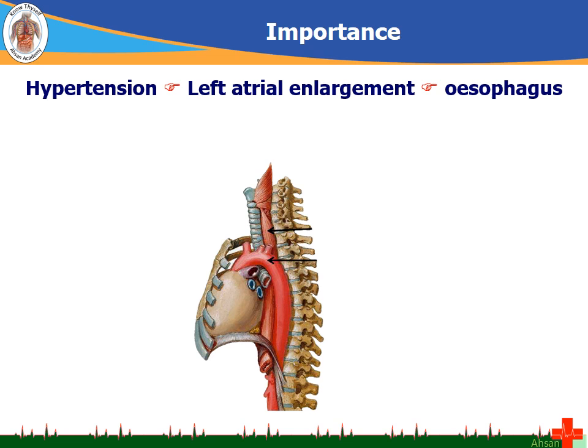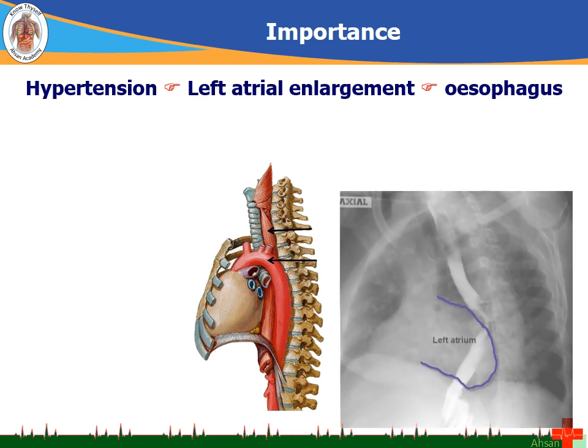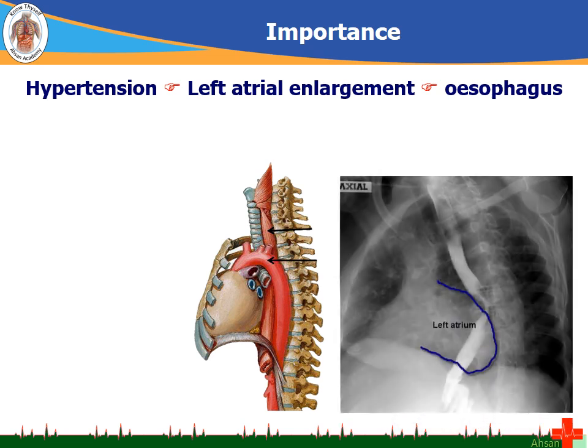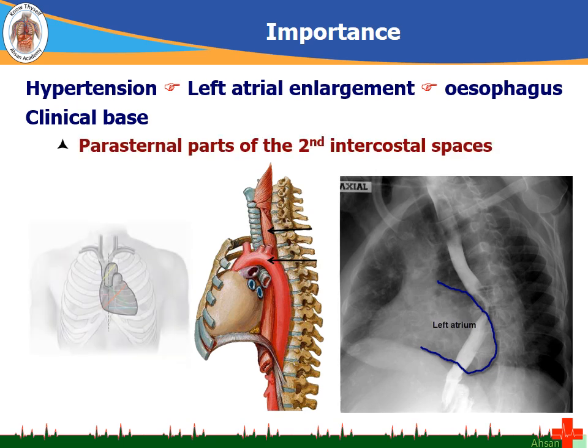So in hypertension, the left atrium usually enlarges and presses on the esophagus. You can see this on radiological examination. The curved tube, which is white in color, is indented because of the enlargement of the base, that is, left atrial enlargement. The clinical base and the anatomical base are a bit different.